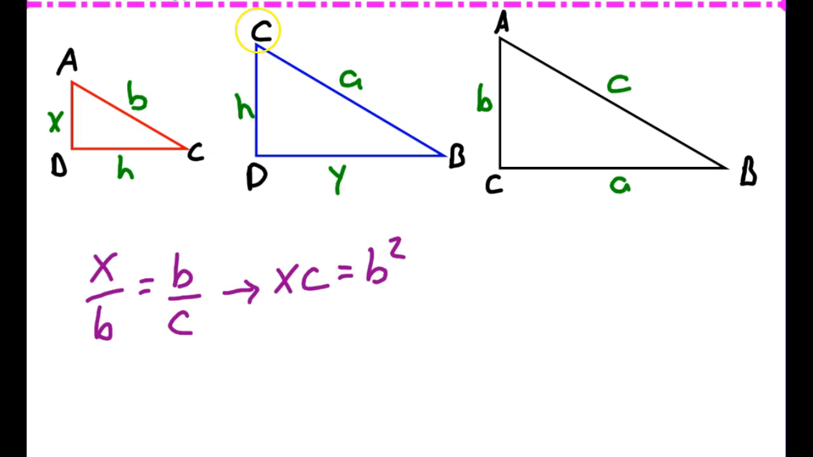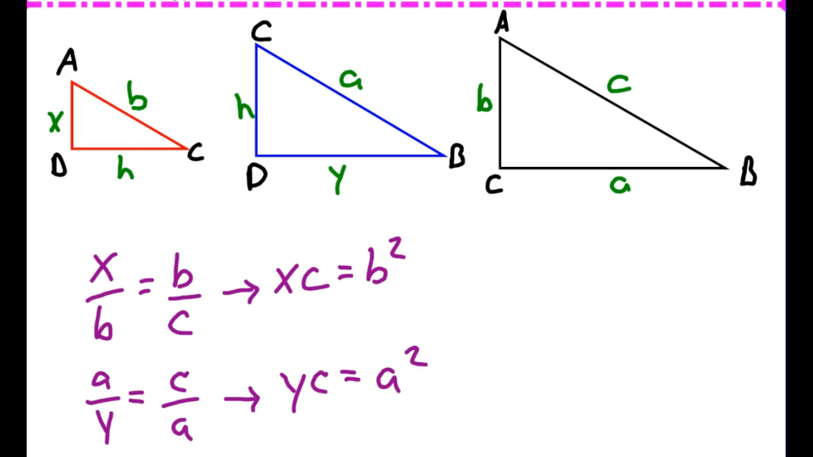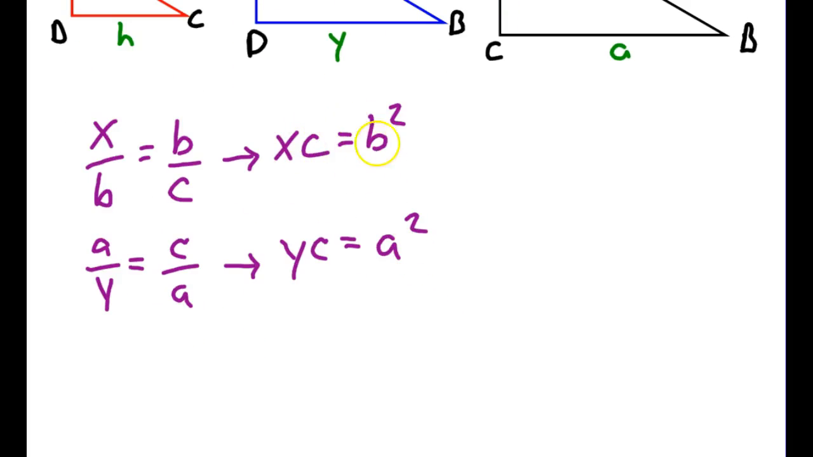Now I'm going to compare triangle CBD to triangle ABC. So if I take a over y and set that equal to c over a, again going to cross multiply to solve this proportion, y times c is just yc, equal to a times a, which is a squared. So we have two different equations. xc is equal to b squared, yc is equal to a squared.